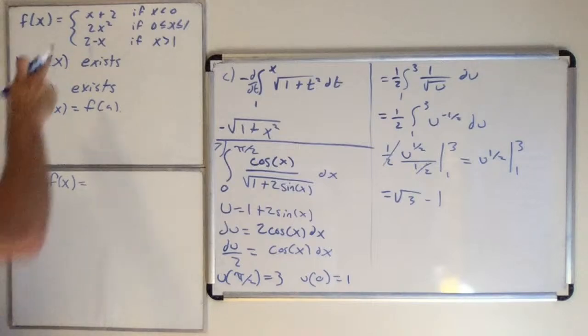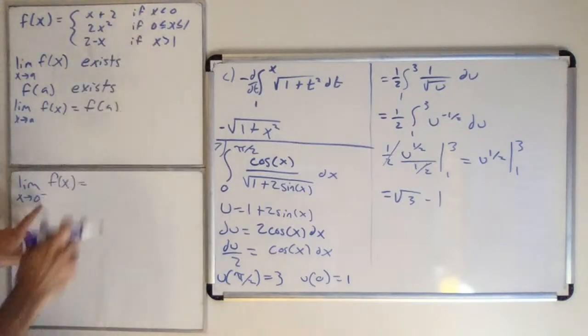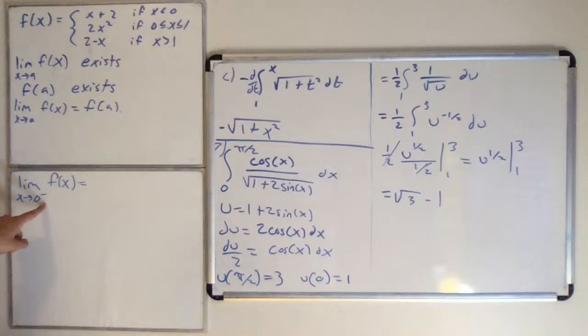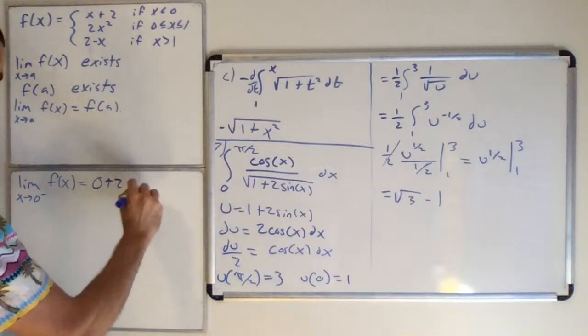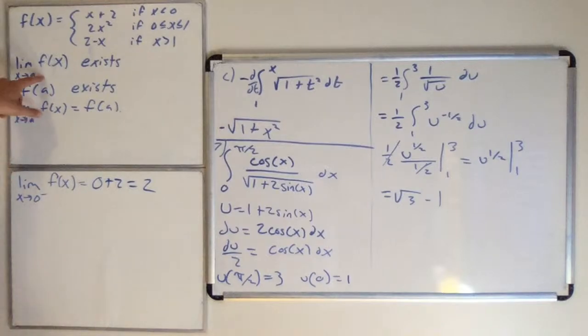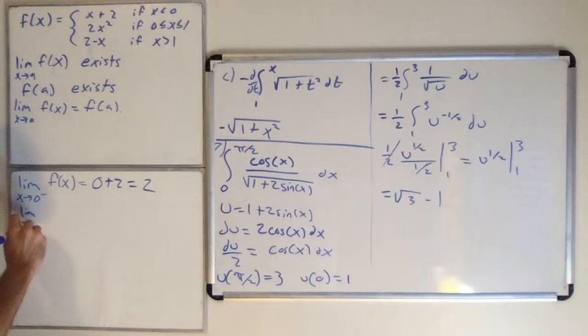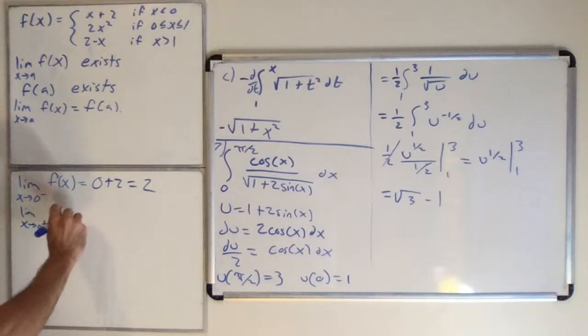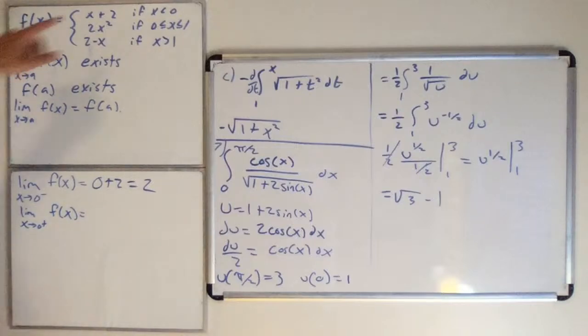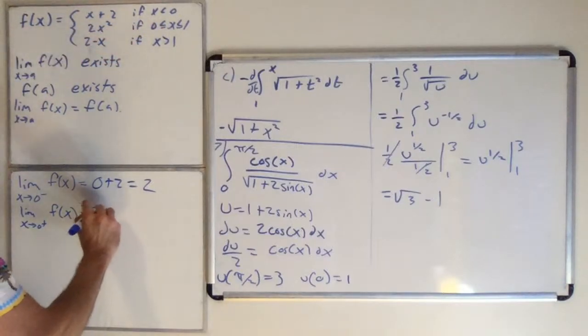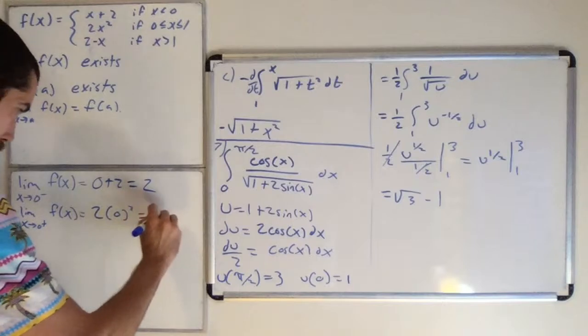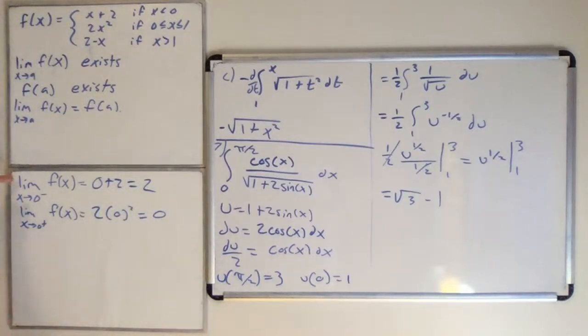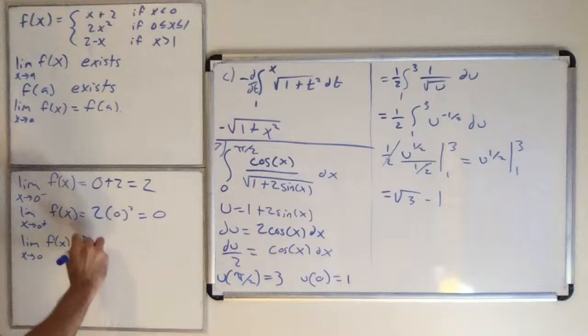Yeah, it's 2, right? So we would use the top rule, because we're taking values slightly less than 0. And so it's 0 plus 2 equals 2. For the limit to exist, we need to check both the limit from the left and from the right. So let's do the limit as x goes to 0 from the right. From the right, we would use this middle rule. So it'd be 2 times 0 squared. And so since the limit from the left is not equal to the limit from the right, the limit doesn't exist.